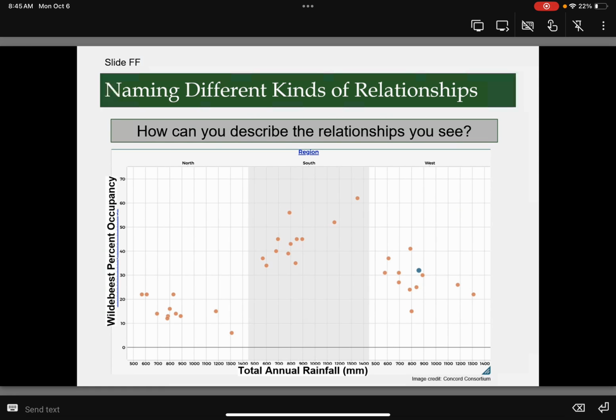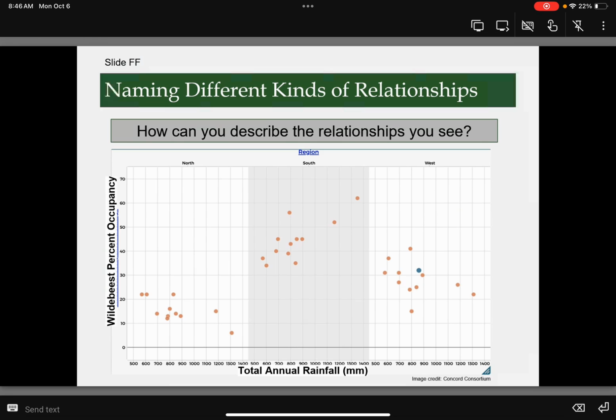That's a scatter plot. Okay, so now using that information, analyze these three, well, it's one graph, but it's showing it in those three different regions. Okay, so analyze that graph. Go ahead and discuss with your group what it means. This here on the bottom is showing total annual rainfall, 500 millimeters to 1,400, and that's for each of the individual regions. And then this is the percent occupancy.